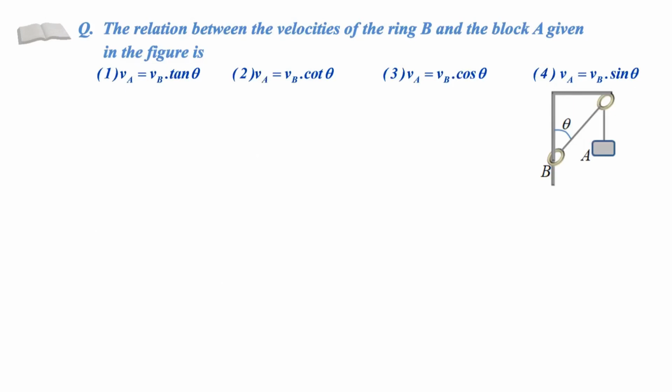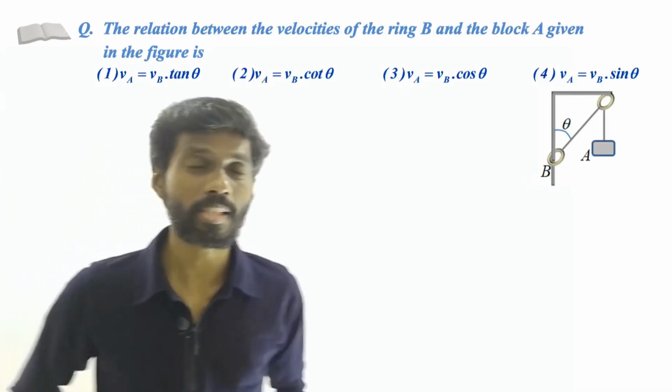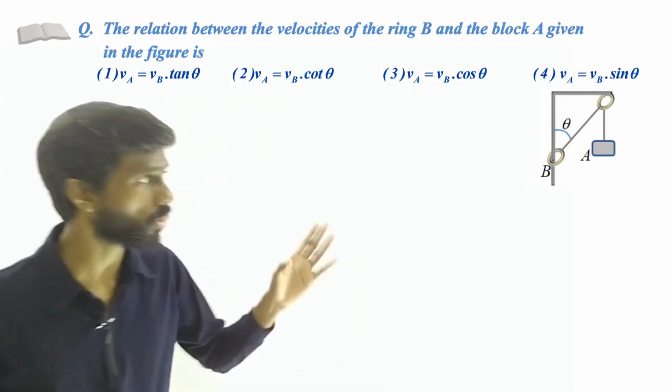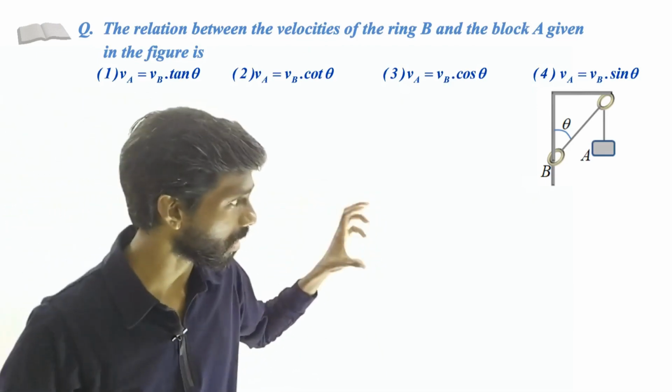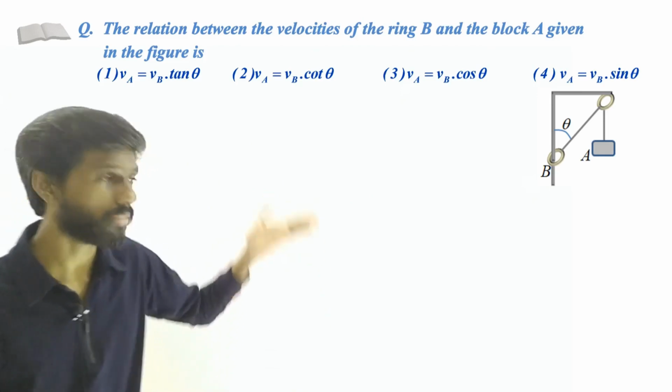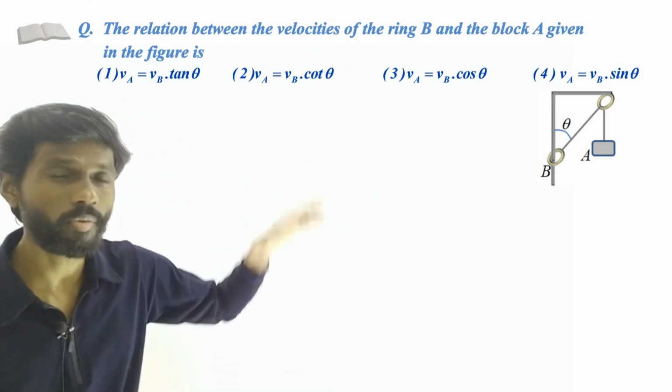The relation between the velocities of the ring B and the block A given in the figure is. Here a block A is suspended by a string. This string goes through a fixed ring and the other end is connected to a moving ring. So this ring can move up and down, right, in the vertical direction. The block can also move in the vertical direction, right.